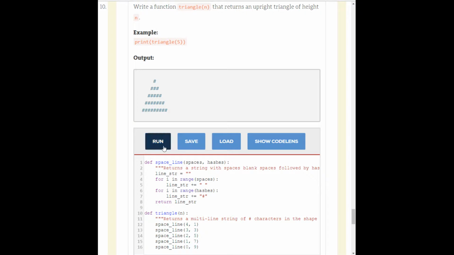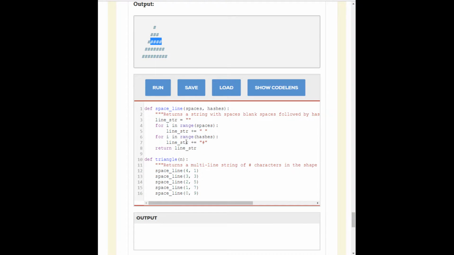Look at the pattern that we're building. We want 4 spaces and then 1 hashtag. For the next line, 3 spaces and 3 hashtags, and then 2 spaces and 5 hashtags. You should see a pattern here. For each subsequent line of the triangle, each time you increase by 1, the number of spaces should decrease by 1, and the number of hashes should increase by 2. So every time we iterate through, we want 1 less space and 2 more hashes. We can't just do it like this, unfortunately.